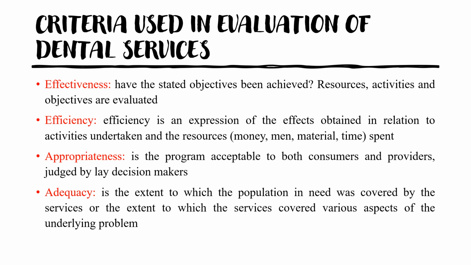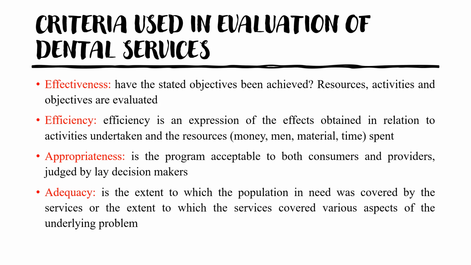Efficiency. Efficiency is an expression of the effects obtained in relation to the activities undertaken and the resources spent. That means how efficiently, whatever activities have been undertaken or whatever objectives we have framed, have been achieved with the resources that have been spent. What is appropriateness? Appropriateness is whether a program is acceptable to both consumers and providers, judged by lay decision makers. So, how appropriate the work has been.